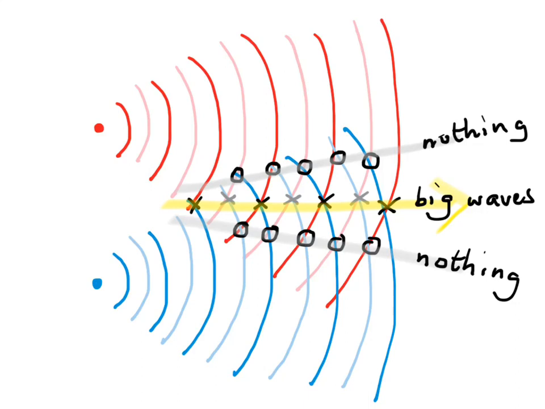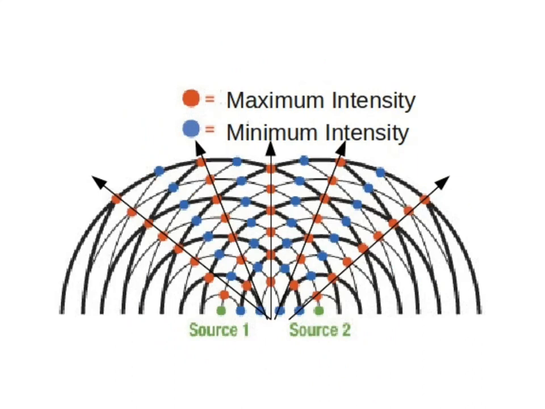Okay, I've just about managed to get everything to line up, but let's have a look at a slightly better diagram. Here's a diagram showing you more directions. So we've got the red dots in this picture represent maximum intensity, in other words, big waves, and the blue dots represent points where the two waves cancel out, minimum intensity. That's much neater than mine.